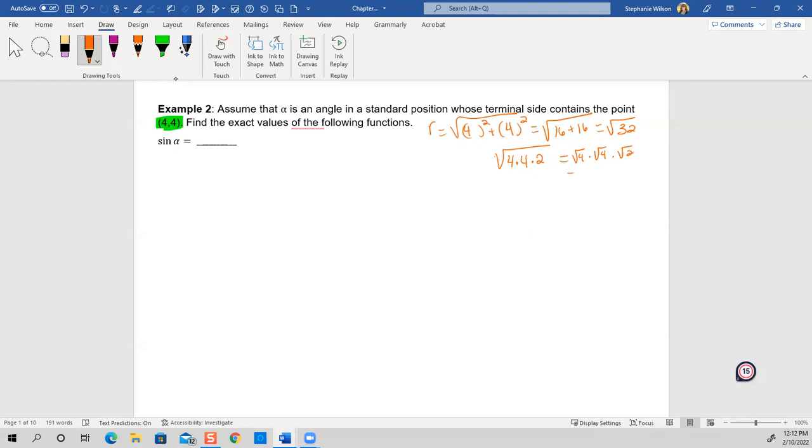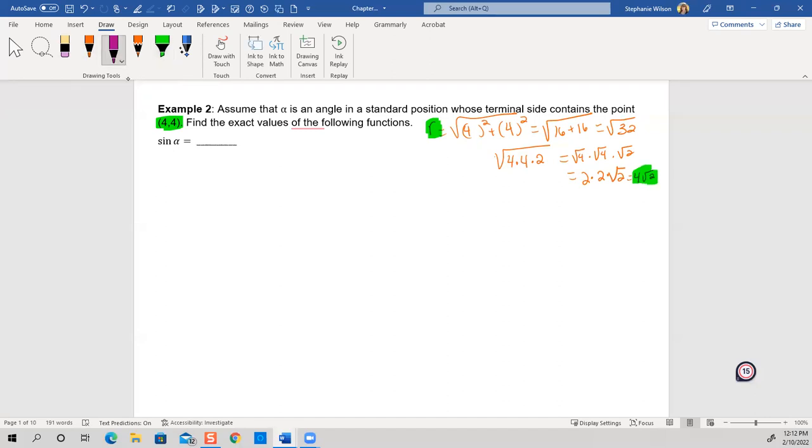So let's go ahead and clean this up. The square root of 4 is 2, times the square root of 4 is 2, times the square root of 2. So now I have the answer of 4 square root of 2. So now I know what r is. I'm going to highlight it right quick. So now I can start answering the questions.